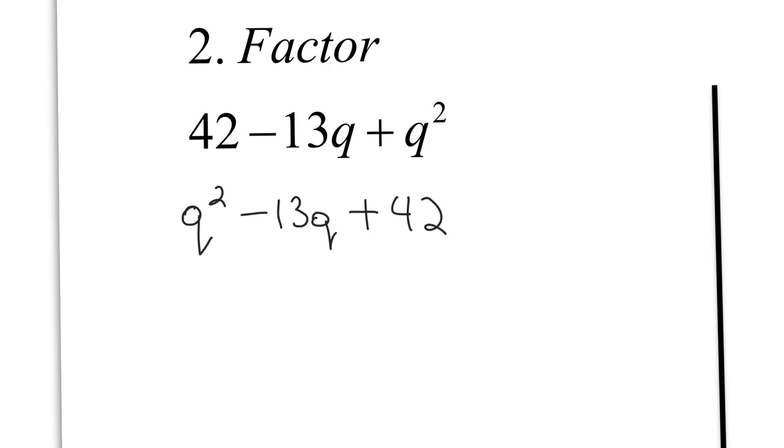So this is standard form. The highest exponent is first. You have the q squared, and then the q with an exponent of 1, and then the constant. So now I need to know my a, b, and c. A is the one with the q squared, and that's an invisible 1. B is the one in the middle, and C is the one with no variable, the constant. So now I'm going to do my diagram right here. I'm going to multiply A times C, 1 times 42, and that's going to be 42. And the B term, the one in the middle, is negative 13.